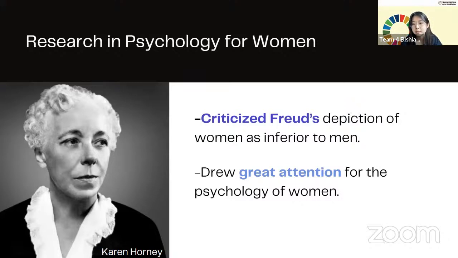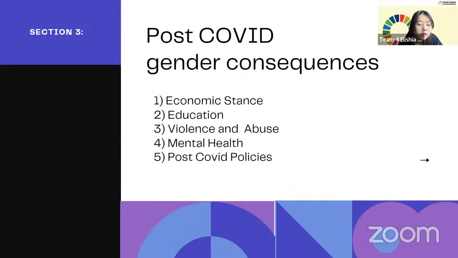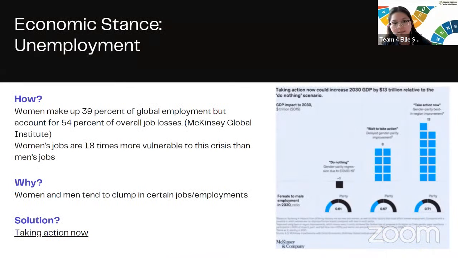Thank you. My name is Elisa, and I'll be talking about the post-COVID gender consequences following on what Alicia has talked about. Now, I'll see this in 5 different aspects. First, the economic stance. Second, education. Third, violence and abuse. Fourth, mental health. And lastly, post-COVID policies. Now, first, let's take a look at unemployment under economic stance.